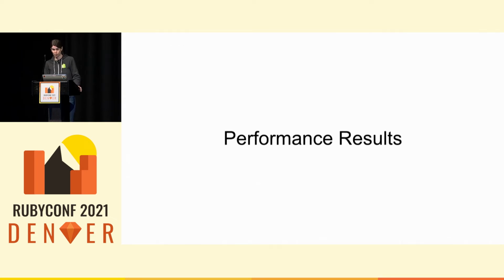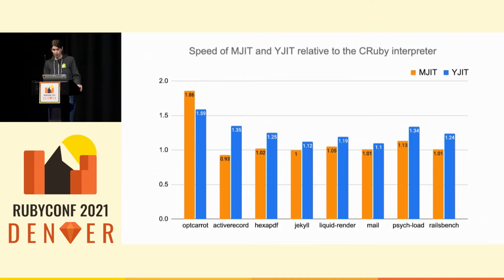So now for some performance results. This graph here shows the performance of MJIT and YJIT compared to the Ruby interpreter, where the Ruby interpreter is normalized to 1.0. So every bar that's above 1 is where we're faster than the interpreter, and under 1 would be slower than the interpreter.